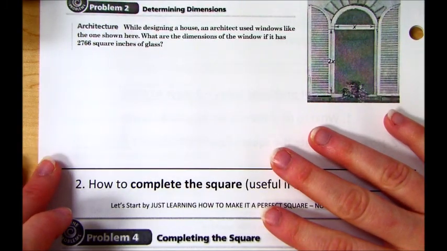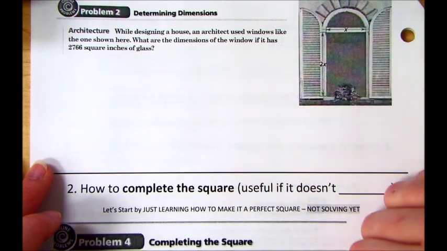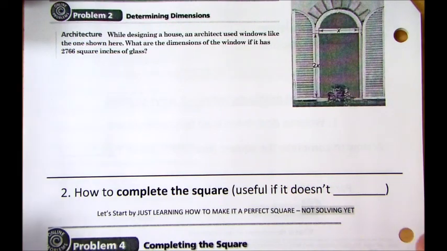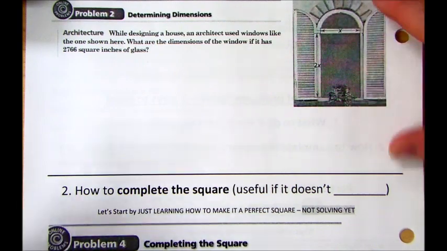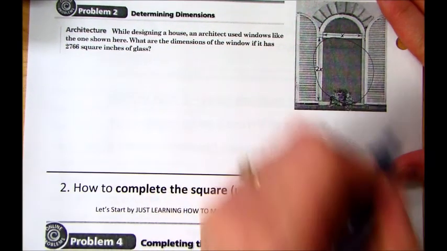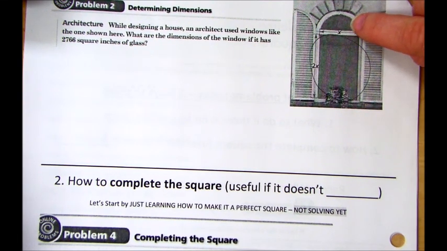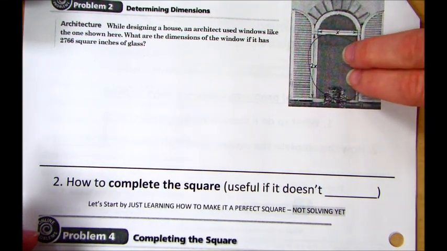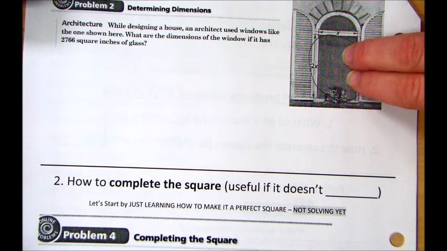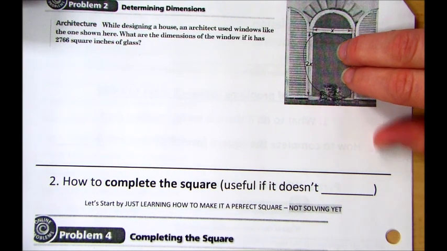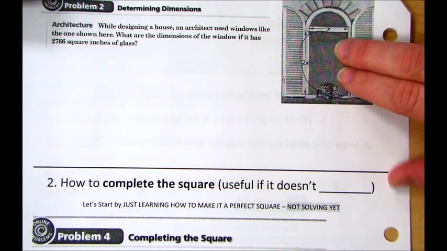When designing a house, an architect used the windows that look like this one shown here. What is the dimension of the window if it has a square area? So we'll just talk about this square area right there. I'm going to ignore the top part, and we're just going to do this particular part down here, okay? Let's do the area of the square window, or the rectangular window.